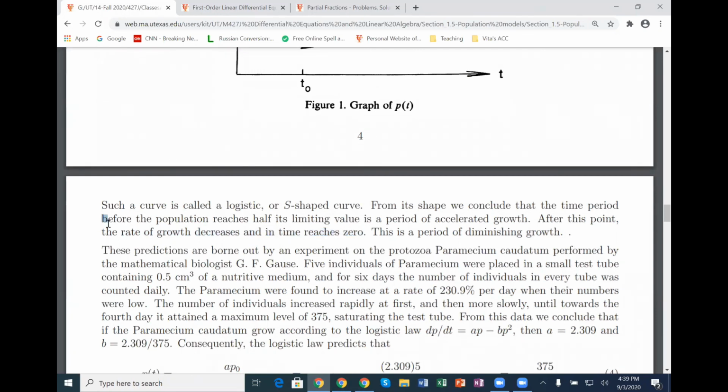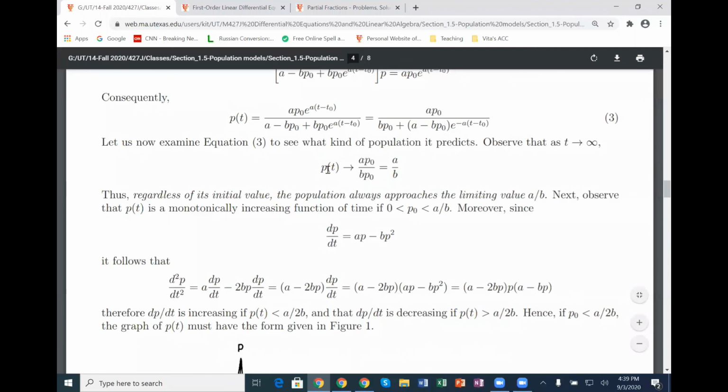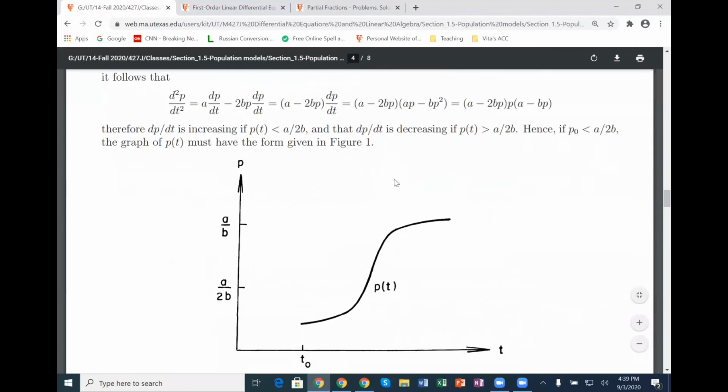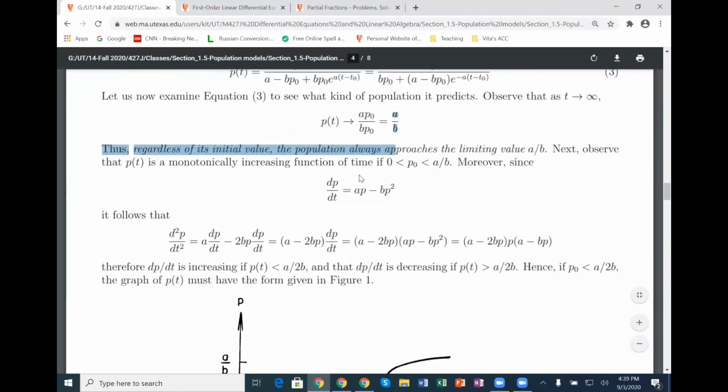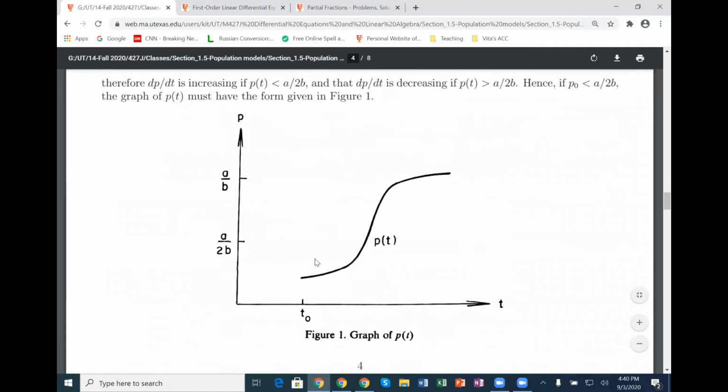Folks, any questions here? Professor, could you just explain that one more time, please? Yes. So, according to what is written here, values do not exceed A over B. Moreover, values approach A over B. So, we have some limiting value. According to what is written here, function is increasing. So, indeed, we draw increasing function.